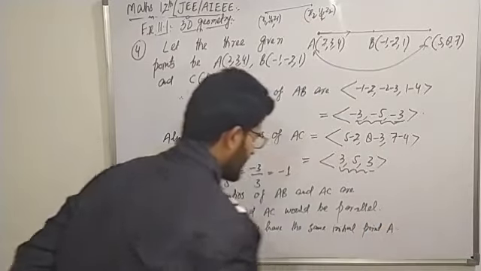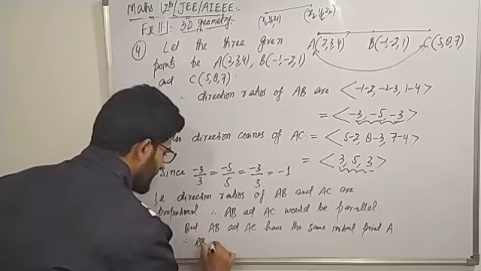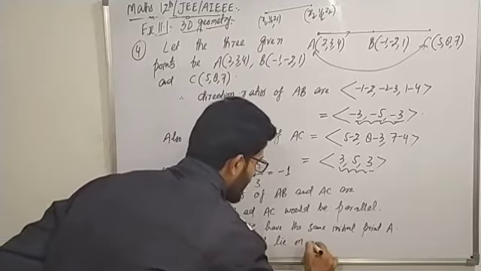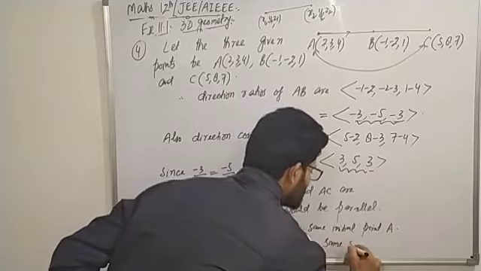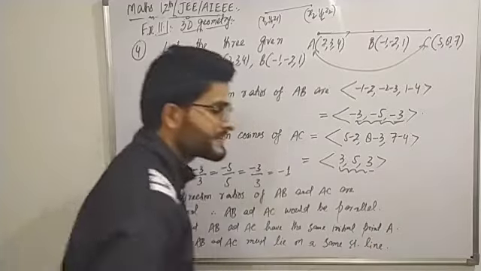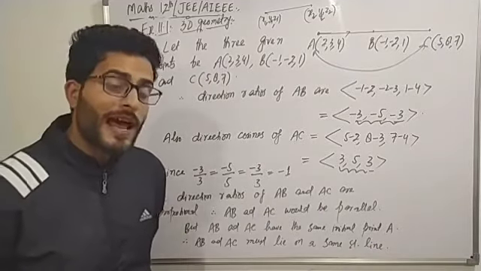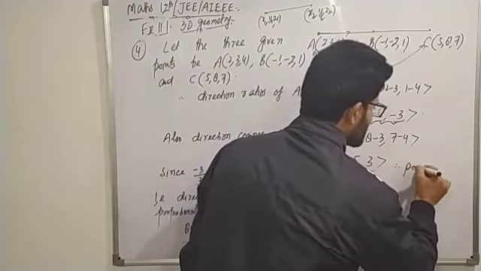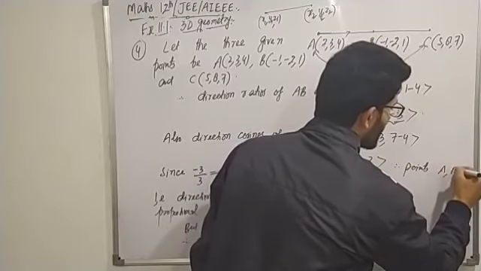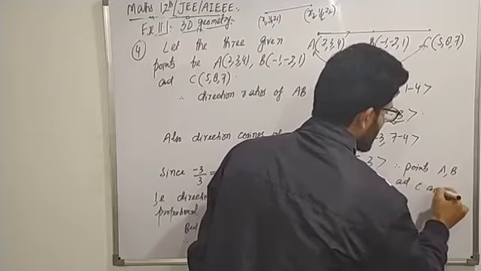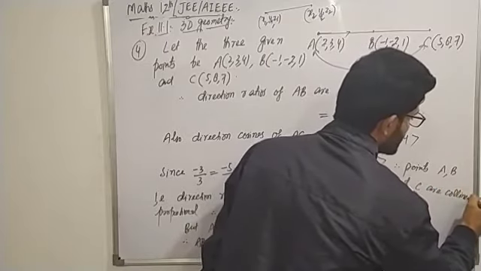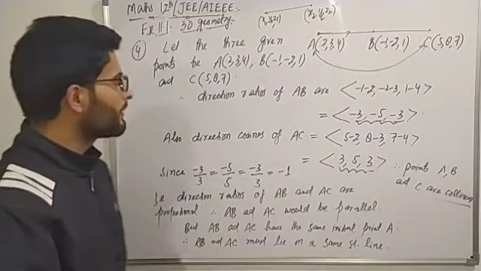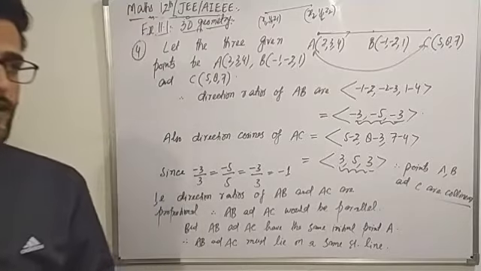Yes, A. Therefore AB and AC must lie on the same straight line. When AB and AC lie on the same straight line, therefore points A, B and C are collinear. So these 3 points A, B and C lie on the same straight line, so they must be collinear. So that is all about question number 4 of this exercise.